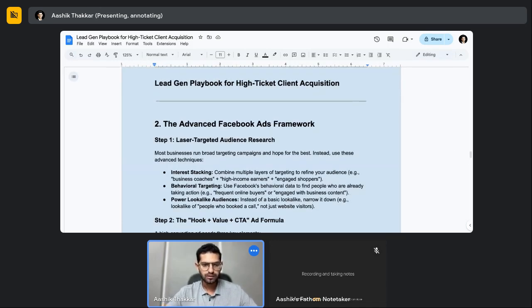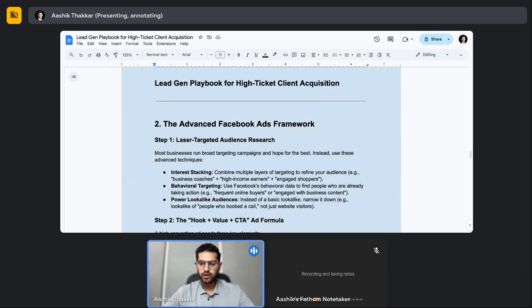Okay, the advanced Facebook ads framework. So step one is going to be laser targeted audience research. Now, before even step one, what we should explore is step zero. I haven't written it over here, but I'll just speak it. It just came to my mind right now, and I missed putting it here.